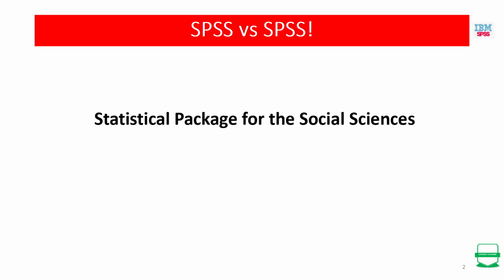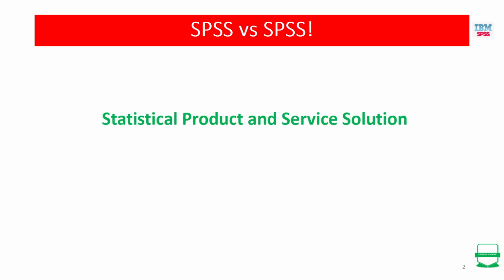However, this application is a very versatile one and is able to handle a lot of statistical work which is besides the social sciences. Now, because of this versatility, it has now been christened with a new name that is more reflective of the wide acceptability and scope of statistical procedures it is capable of. So, it is now known as Statistical Product and Service Solution.